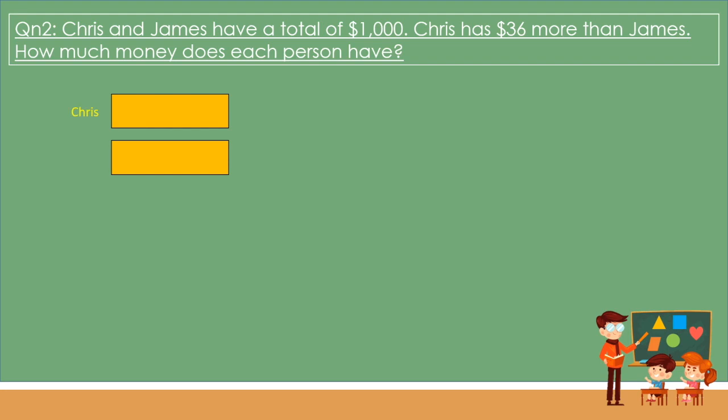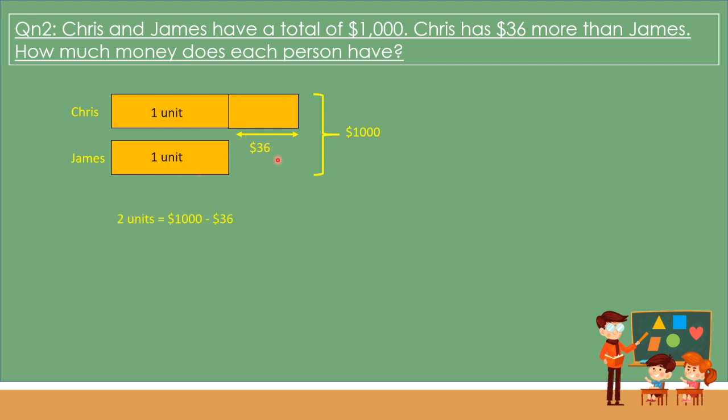So Chris and James, Chris gets a rectangle, James gets a rectangle, but Chris has $36 more. So his rectangle is bigger by $36. And these boxes all come up to $1,000. So how do we calculate how much money each person has? You realize that this extra part is 36, but this part of Chris and this part of James are actually equal. So what we can say is that we can classify this as 1 unit and 1 unit, and this would be $36. So 1 unit plus 1 unit plus $36 gives you $1,000.